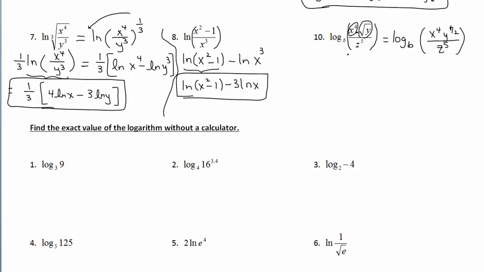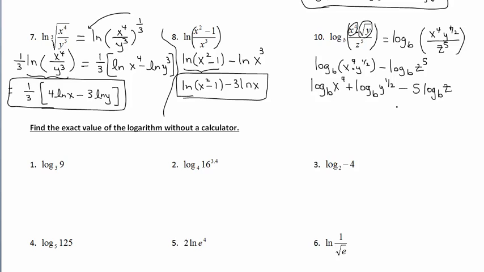Log of the numerator minus log of the denominator. We still can apply some properties here. I'm going to do the product property and then the power property. So the product property has a plus in between the individual logs. So log base b of x to the fourth plus log base b of y to the half. Minus. I'm over here now. I can go ahead and bring the 5 in front using the power property. But I still have two exponents here, and I can apply the power property two more times.